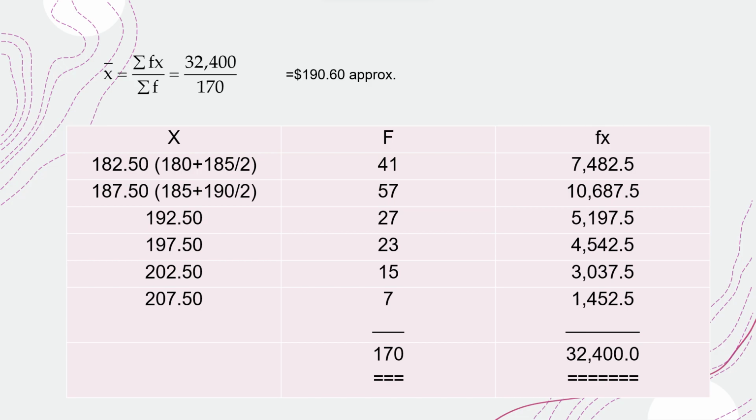Now we have to apply the formula, that is x bar or arithmetic mean is equal to sigma fx over sigma f, that is divided by sigma f. So we are going to divide 32,400 by 170, and we get a value of $190.60 approximately. So hence the manager can use an average weekly wage of $190.60 in the negotiations.